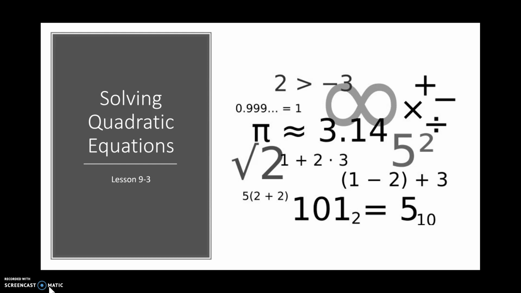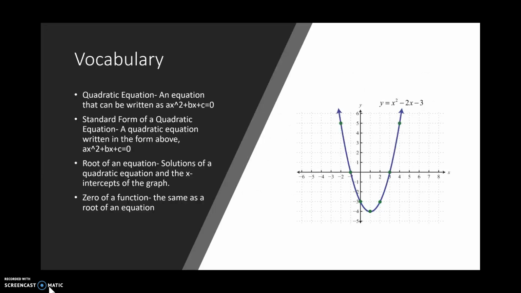Today we're going to do a quick lesson on solving quadratic equations, lesson 9.3. Vocabulary. Quadratic equation, an equation that can be written as ax squared plus bx plus c equals 0. Standard form of a quadratic equation: a quadratic equation written in the form above, ax squared plus bx plus c equals 0.